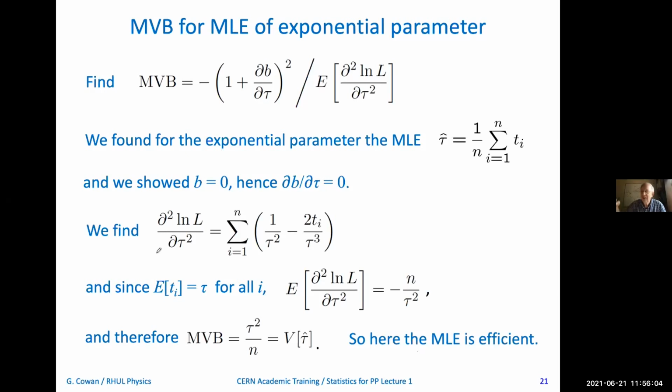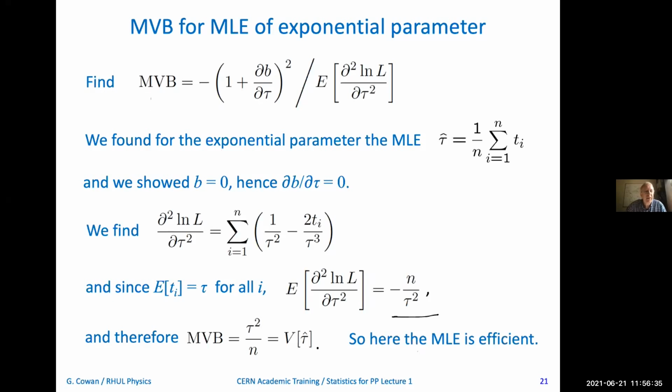If you go back to the log likelihood function and just differentiate it twice, this is what you get for the second derivative. Right. And then when we take the expectation value of this, we can exploit the fact that the expectation value of all of the t sub i's is equal to tau. Right? And so then if you work that out, it comes out trivially that the expectation value of this second derivative is minus n over tau squared.